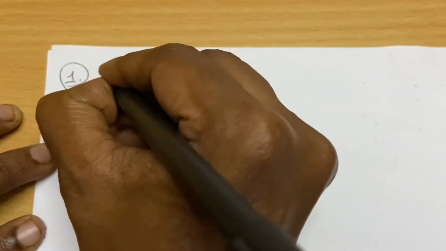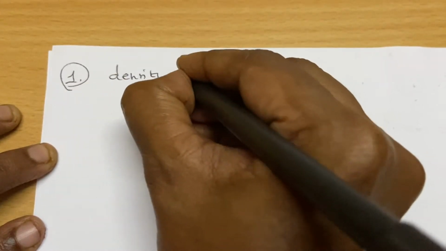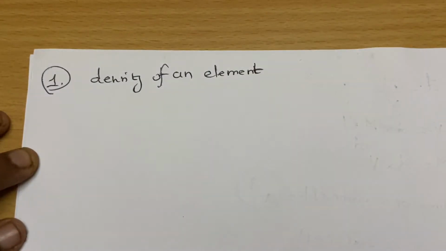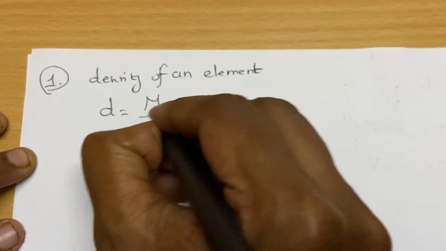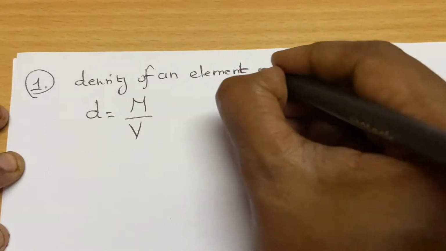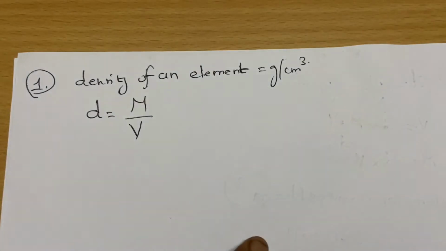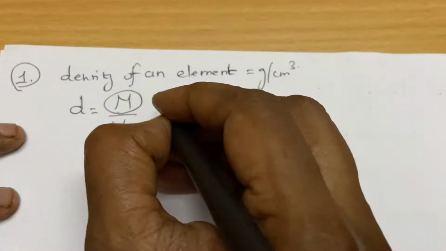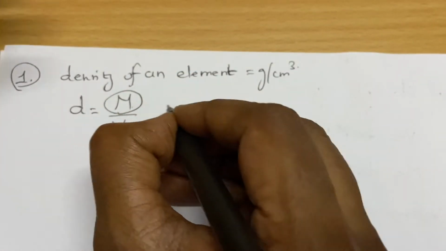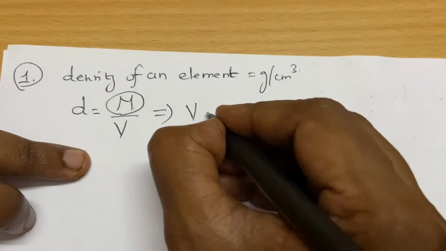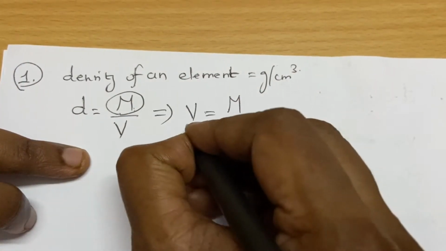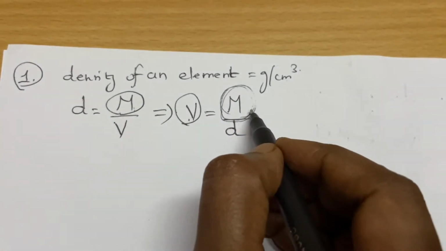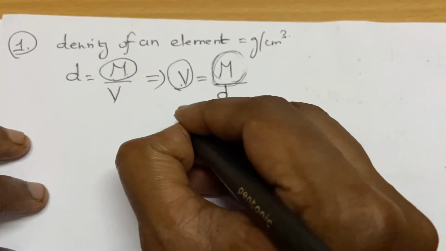Suppose the density of an element is given. You know that density is equal to mass by volume. If the density of an element is given in grams per centimeter cube or meter cube, and the mass of the element is given, then the volume occupied by the given mass can be found out using this relationship: the given mass divided by density gives the volume occupied by the given amount of the element.